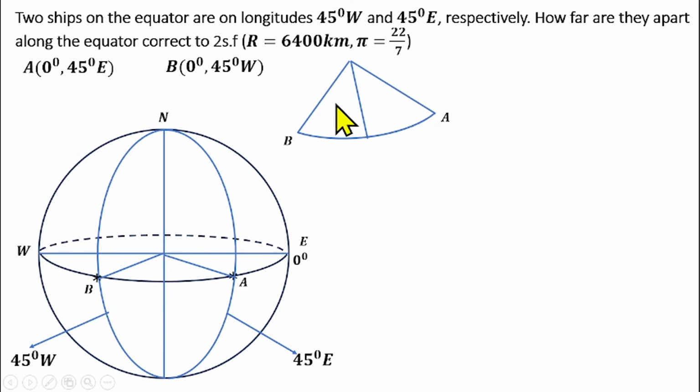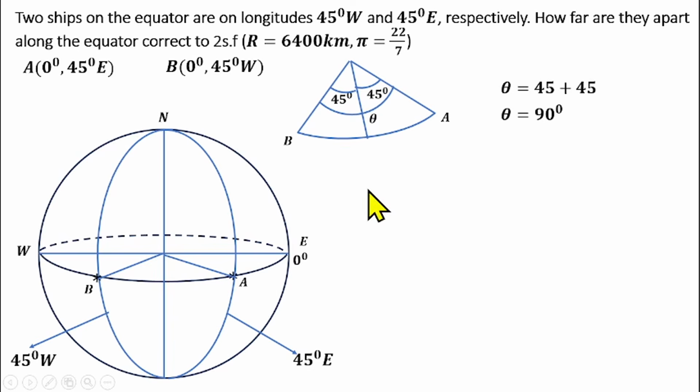We need the angular distance between point A and point B, which will be the whole angle from here to here. To get that, I will need the angle from the origin to point A. That should be the line of longitude here, which is 45. So from the origin to point B is 45, and from the origin to point A is also 45. So the whole angle here, which is the angular distance between them, will be 90 degrees.